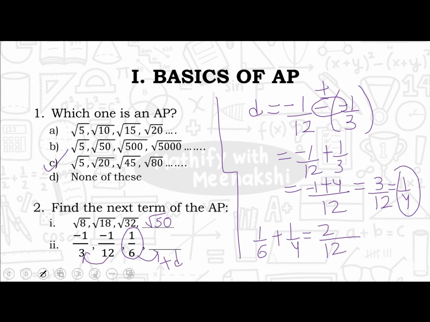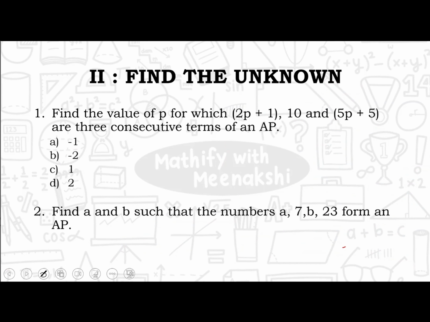4 into what is 12? 3. So 1 into 3, 3. So answer is 5 by 12. So your next term is 5 by 12. So your answer is 5 by 12. I think these questions are clear to you. Now let's move to second topic.